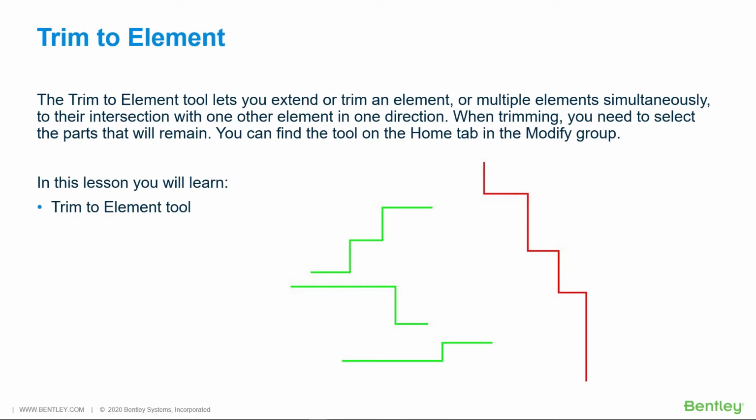The Trim to Element tool lets you extend or trim an element or multiple elements simultaneously to their intersection with one other element in one direction. When trimming, you need to select the parts of the element you want to remain. You can find this tool on the Home tab in the Modify group. In this lesson, you will learn about the Trim to Element tool.